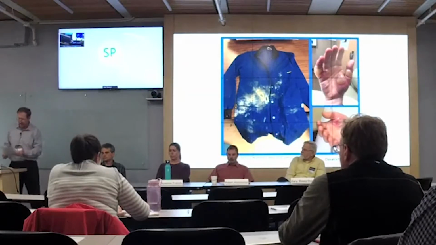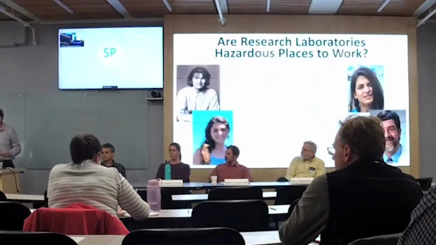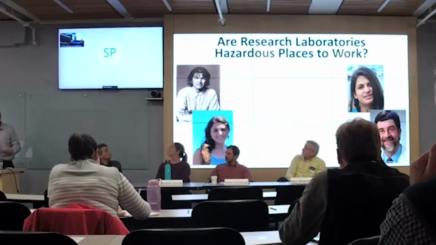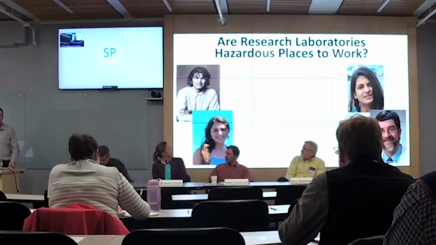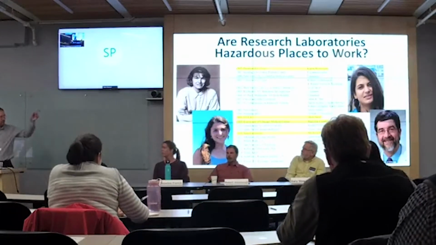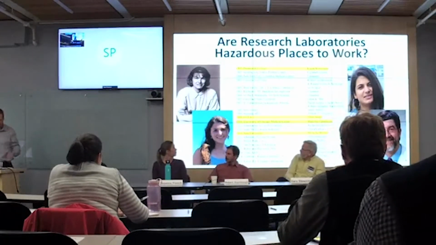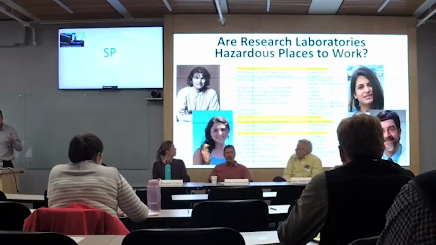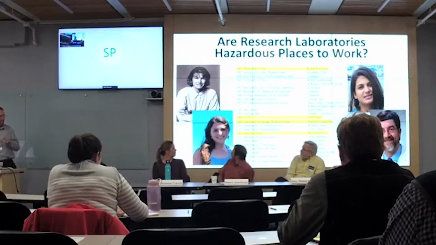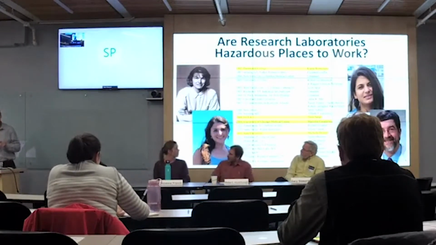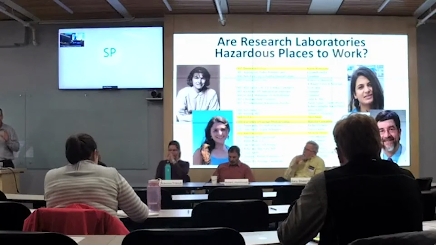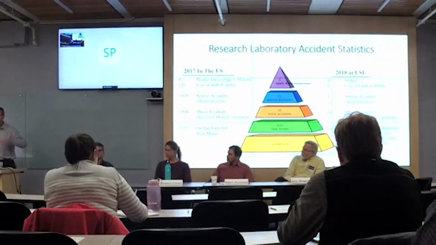In fact, over the past 20 years, 27 people have died in the United States in university-related research laboratory accidents. Here's the list of all 27 of those people and pictures of 4 of the more famous ones. Also, in an average year, 5,000 people go to the emergency room from research laboratories in the United States. So even though we're pretty safe, things aren't totally safe.